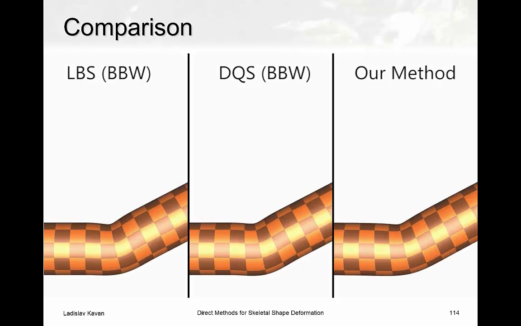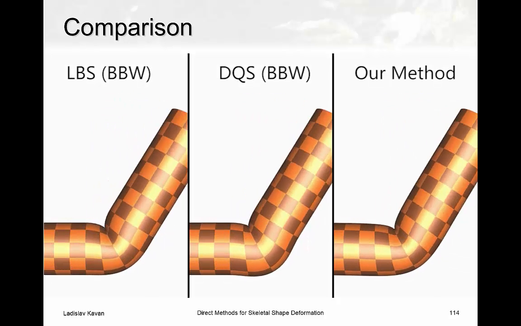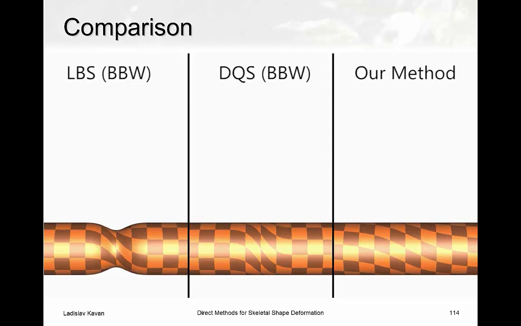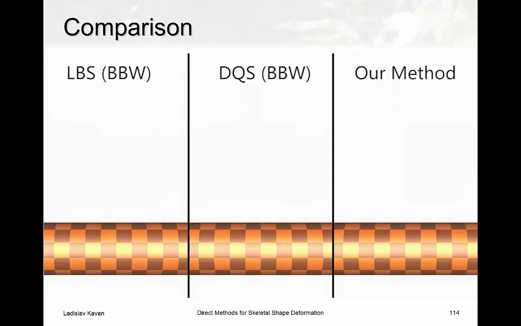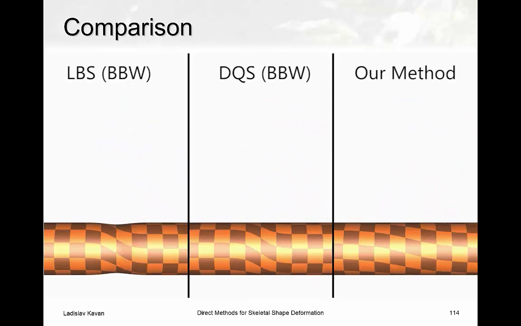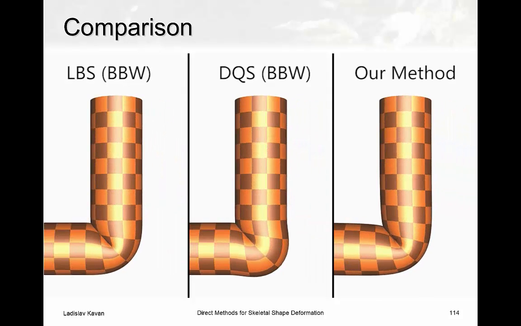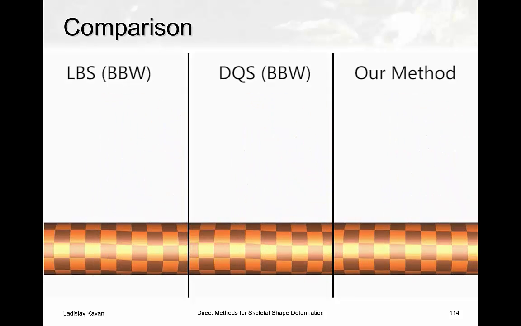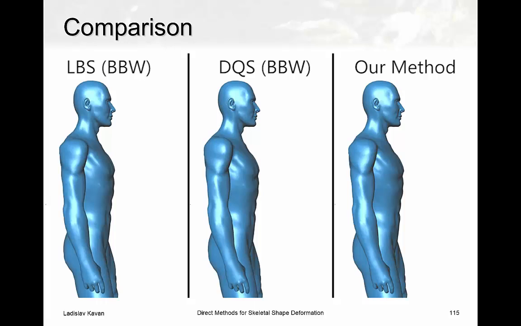And here is a comparison to the previous, I guess, competing techniques. So that's linear blend skinning and dual quaternion skinning with bounded biharmonic weights. And you can see that the method I just described avoids both the candy wrapper artifacts and the dual quaternion bulging artifacts.